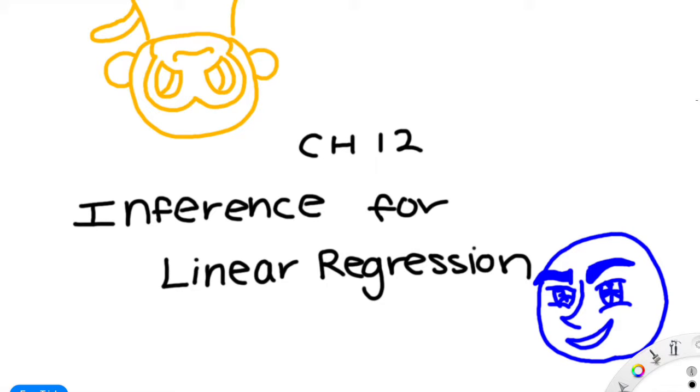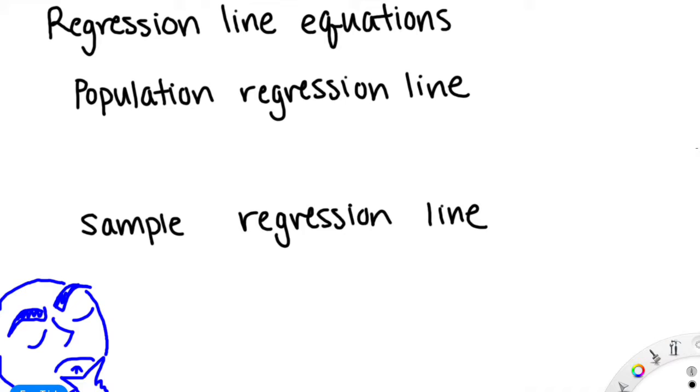In this video, we're going to be going over key points in Chapter 12, Inference for Linear Regression. The population regression line has the equation mu sub y equals alpha plus beta x. The three parameters for the population regression line are alpha, the true y-intercept, beta, the true slope, and sigma, the true standard deviation of residuals.